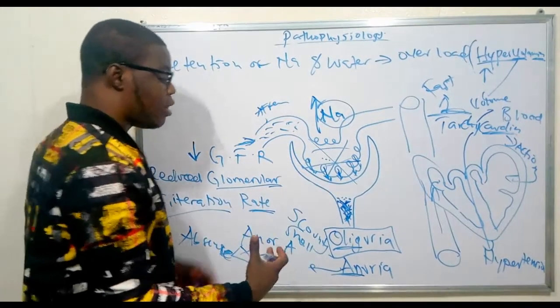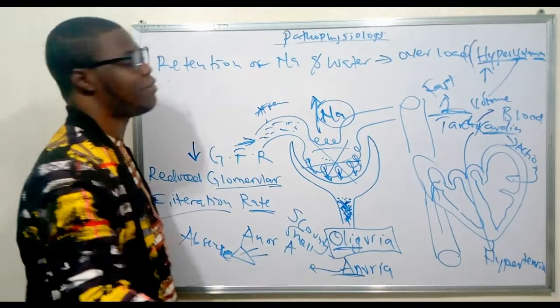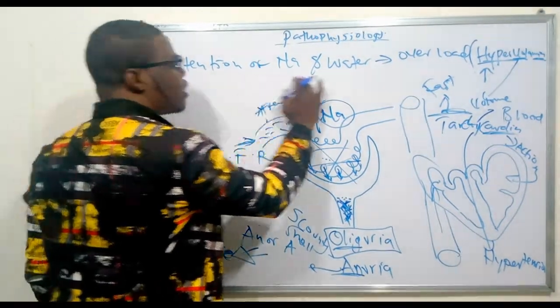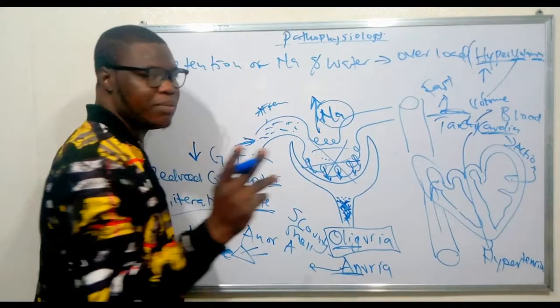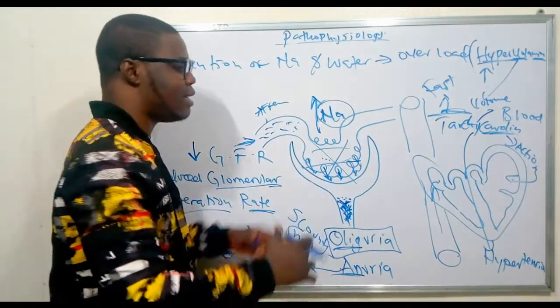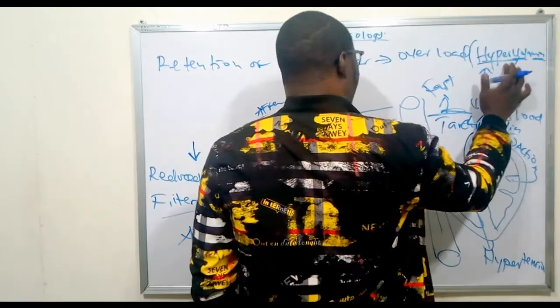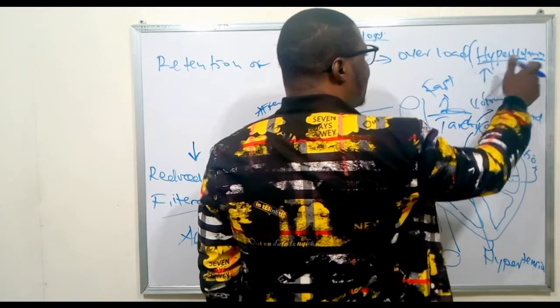But on a normal sequence, the sodium comes first before the water follows. So let's leave that aside for now. So this retention of water and sodium will lead to two pathways. But the first one is that there is going to be overload. So this water and sodium, they make up the blood volume, and that is going to increase the blood volume in the term that we call hypervolemia.